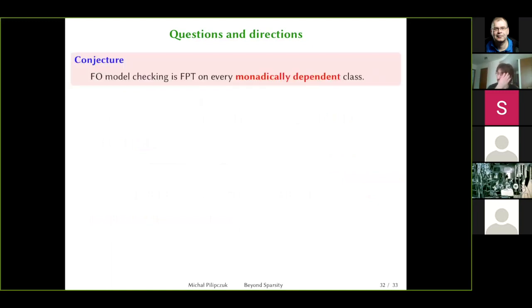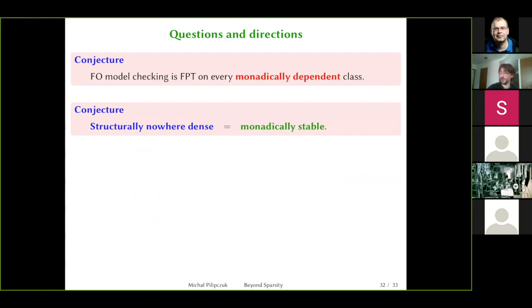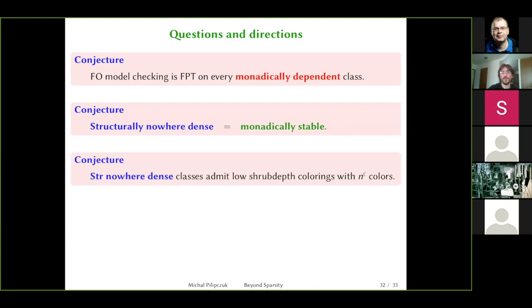So the first one, which I want to reiterate, is FPT model checking on monadically dependent classes. We hope that this is true, and this would be great if we get this. Yeah. Another conjecture that you can pose here, if you look at this diagram from before, is that we actually do not know whether structurally nowhere dense is the same as monadically stable. Yeah. If we got this, this would be great, because then every monadically stable class can be sort of seen as a sparse class under some transduction, and we would get a very nice structural understanding of monadically stable classes.